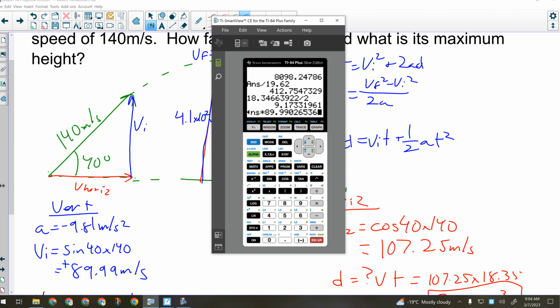So there's VI times T plus 0.5 times negative 9.81 times that squared. We get exactly the same number doing it that way, so you totally have the choice. Either way will arrive at the right answer. All right, so now we've done a whole bunch that work exactly the same way.